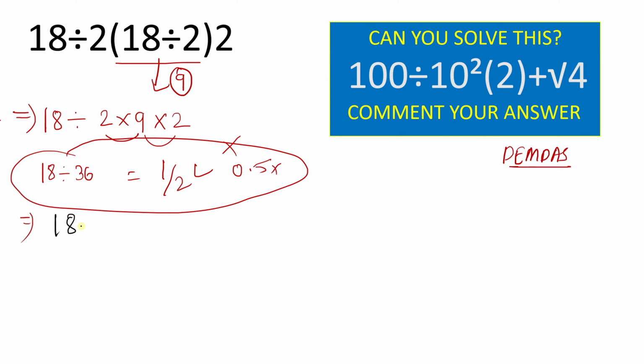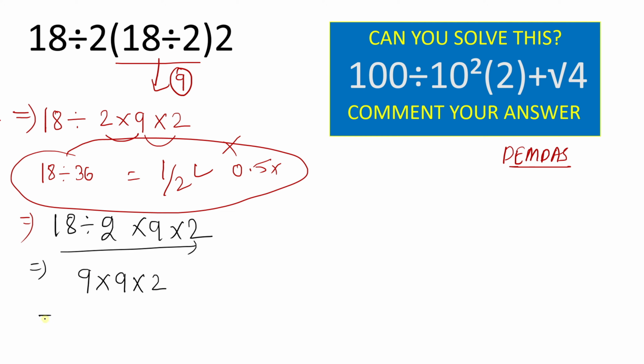So how to solve in the right way, I will show you here. You will simply write 18 divided by 2 times 9 times 2. As you know, multiplication and division have the same priority, so we'll go left to right. So right here, 18 divided by 2 will give result 9 here, times 9 times 2.